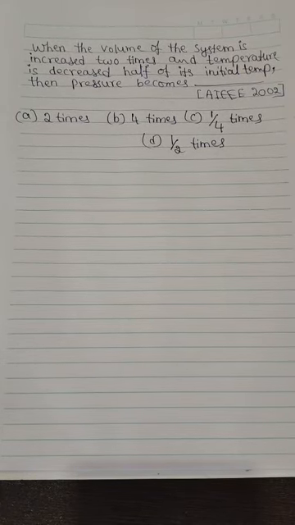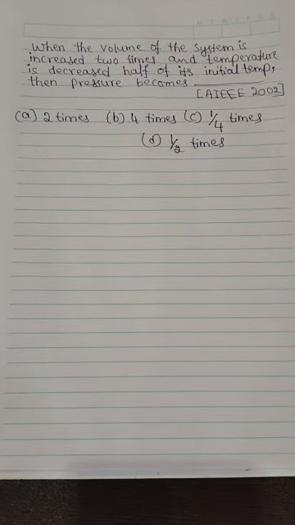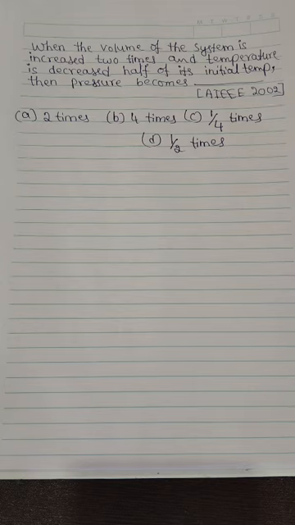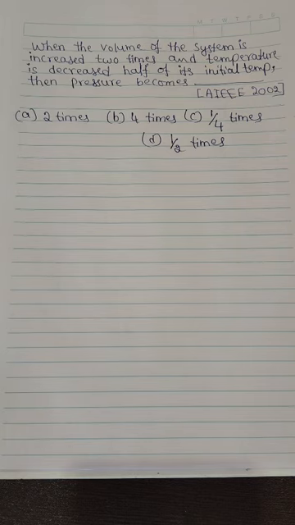Hello students, today let us solve the problem related to kinetic theory of gases. The question is given: when the volume of the system is increased 2 times and temperature is decreased to half of its initial temperature, then pressure becomes. 4 options are given: 2 times, 4 times, 1 by 4 times and 1 by 2 times. So this question appeared in AIEEE 2002.